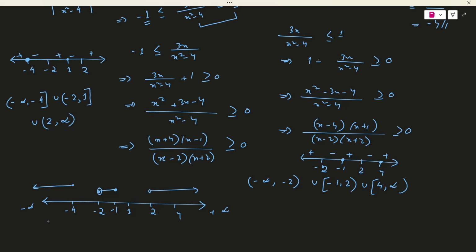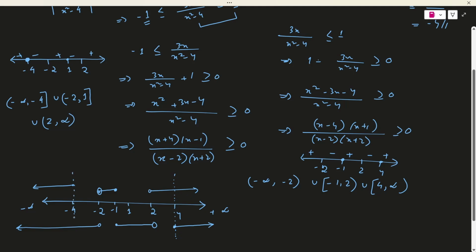Second is minus infinity to minus 2, minus 1 is included, minus 1 to 2. Alright, union 4 to infinity, so 4 is included. Okay, so we will have to check the common part. So this is common, this part is also common. Anything else is common? 2 is not common, minus 1 is common.